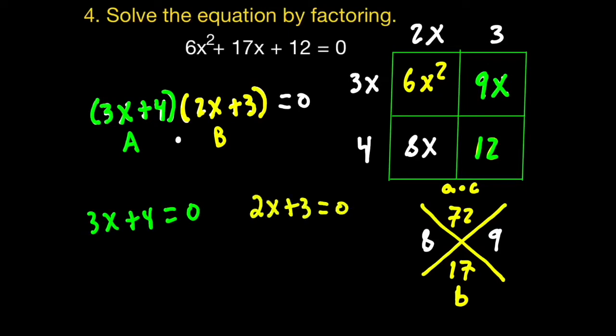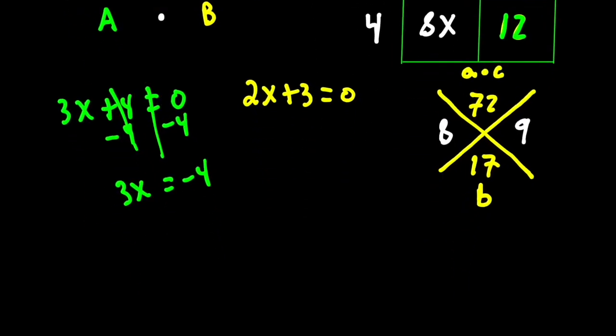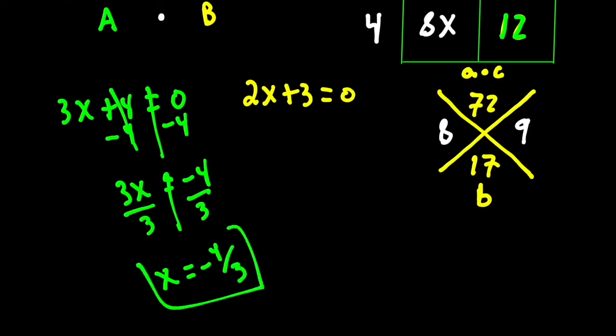I'll begin by solving the green equation. So here I can subtract 4 from both sides. That's going to leave me with 3x equal to negative 4. And to isolate x, I can divide by 3. And I get that x is equal to negative 4 over 3. That's my first solution.